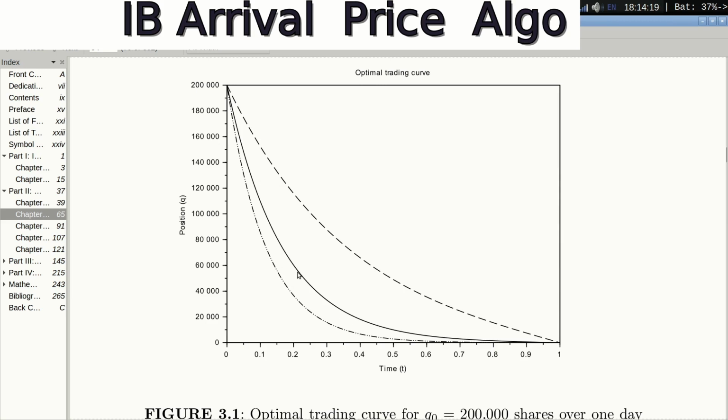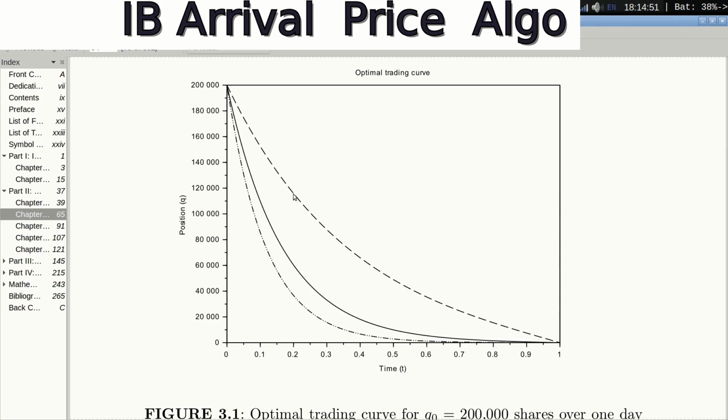And then as you go further, here you have a less aggressive setting, and then here you have an even less aggressive setting, which also means you have a higher risk aversion, or a changing risk aversion. So you go from more aggressive to less aggressive, and the curve of your trade flattens. Let's say you start out with 200,000 positions, and then over time you get filled.